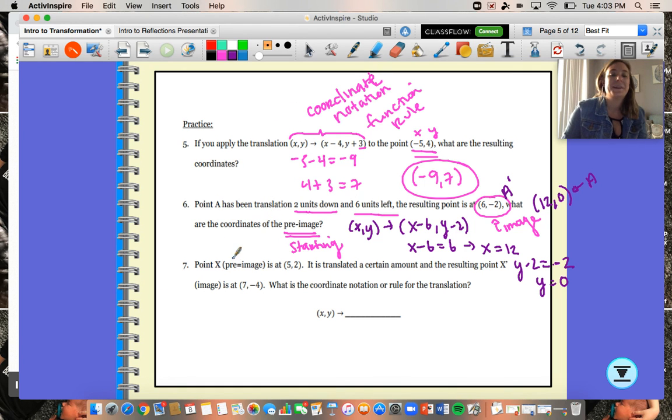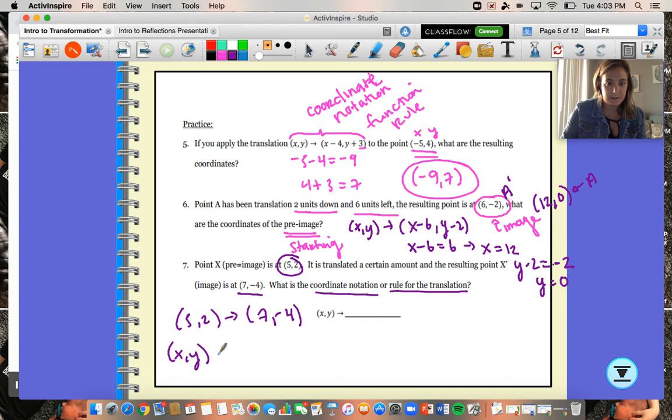Maybe it's brand new. So point X, which is the pre-image, is at 5, 2, and it is translated a certain amount, and the resulting X prime image is 7, -4. So it went from the pre-image to the image. What is the coordinate notation or the rule for this translation? So I started with x, y, and what happened to my x's? How do you go from 5 to 7? You're going to add 2. From 2 to -4, I'm going to subtract 6. So x plus 2, y minus 6. So notice I'm not on a grid for all of these. So this meant it went right 2 and down 6.